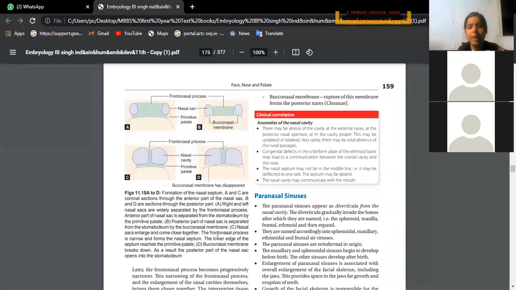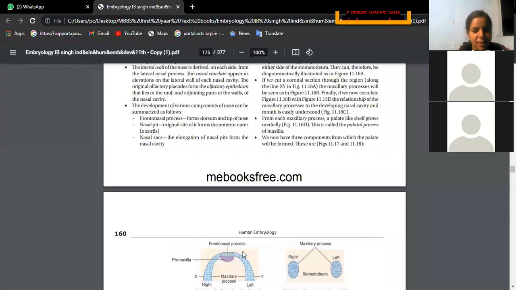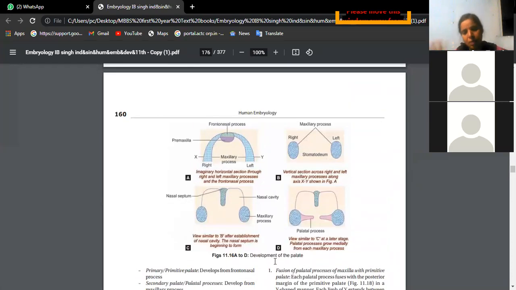Palate development is very important, beta. Hard palate, soft palate. We have paranasal sinuses, but nobody will ask. For palate development, see what all you should draw here. When we were doing the development of face, I told you we have the maxillary process and mandibular process, right? The first diagram you keep as C1. See, this is one maxillary process, this is one more maxillary process. And we know we have the frontonasal process forming the nasal septum, as I just told you.